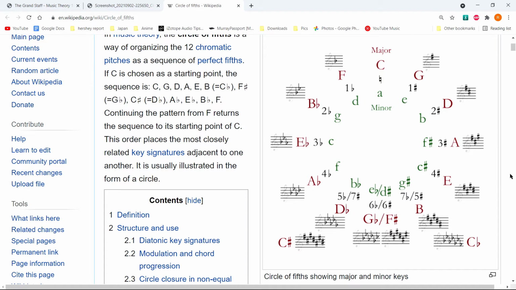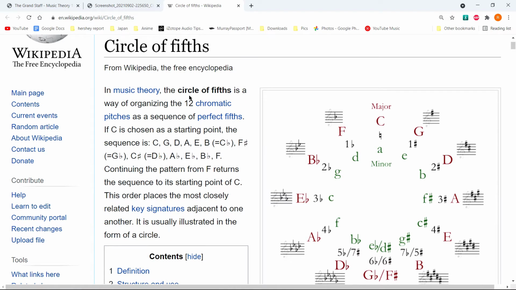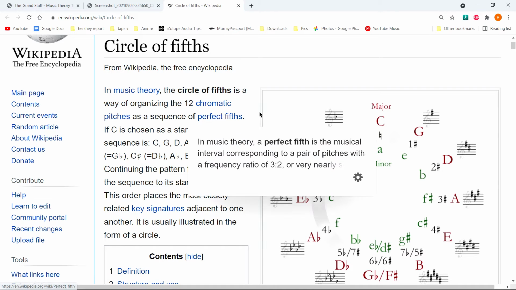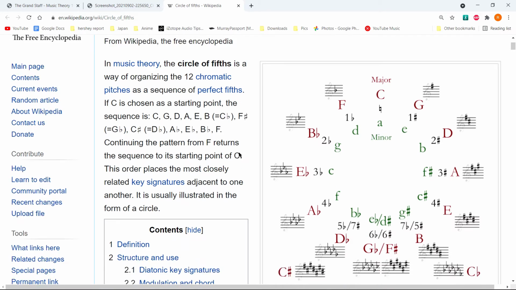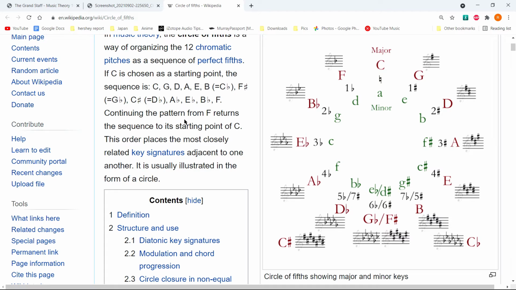So if we go back to Wikipedia for the circle of fifths, I was reading this earlier and it's actually helpful too. So in music theory, the circle of fifths is a way of organizing the 12 chromatic pitches as a sequence of perfect fifths. The chromatic scale just means that it's a scale composed of every white key and every black key. To put it simply, it's just all the notes. If C is chosen as a starting point, the sequence is C, G, D, A, E, B, F sharp, G sharp, A flat, E flat, B flat, F, and then it will go back to C, as you can see. Continuing the pattern from F returns the sequence to its starting point of C.